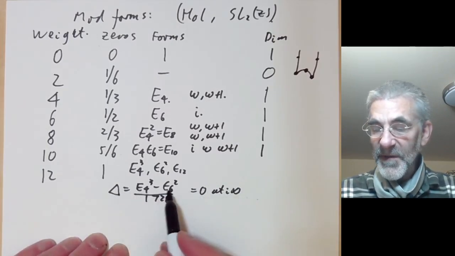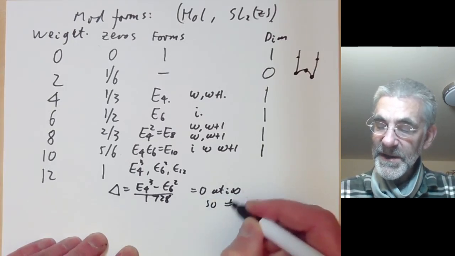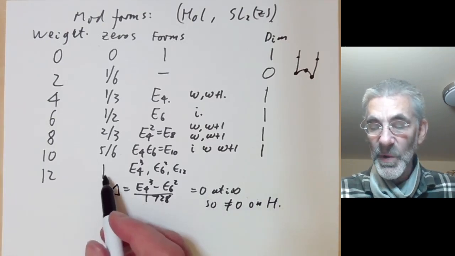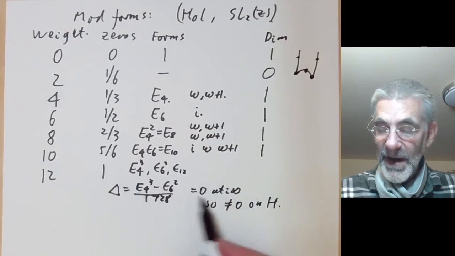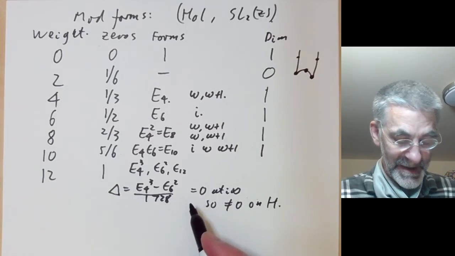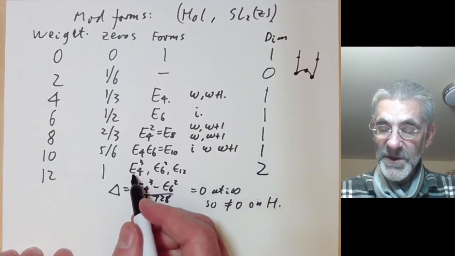So this form is weight 12 and has one zero at i infinity. So it's non-zero on H, the upper half plane, because it has one zero in a fundamental domain, and we've already found the zero at i infinity. So that's very nice. And now we can show the space of modular forms of weight 12 is two-dimensional.